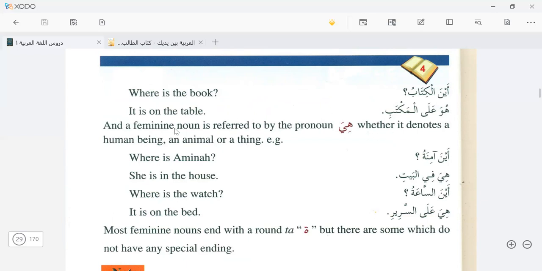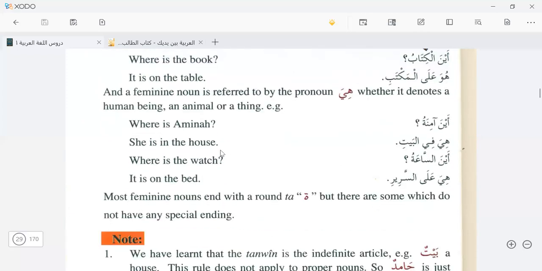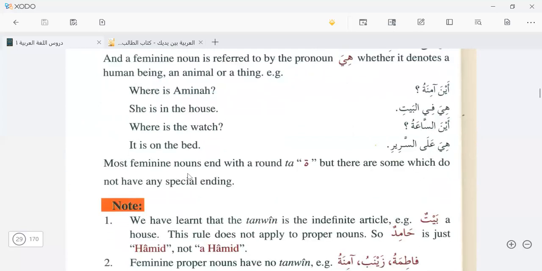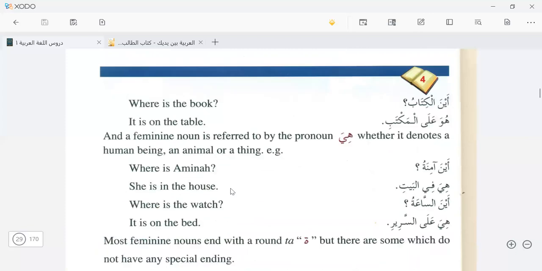And a feminine noun is referred to by the pronoun hiya, whether it denotes a human being, an animal, or a thing. Example: aina Aminatu? Where is Amina? Hiya fil-baiti, she is in the house. Aina as-sa'atu? Where is the watch? Hiya ala as-sariri, it is on the bed. Most feminine nouns end with a round ta, or ta marbuta, but there are some which do not have any special ending.